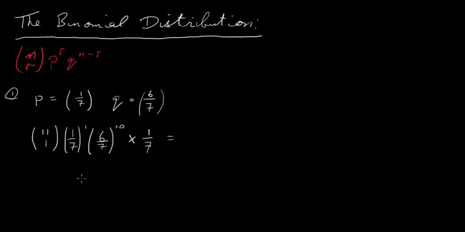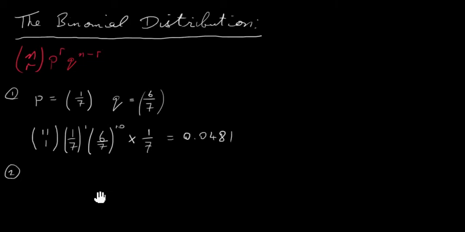So all of this here is the probability that it will take exactly 12 people to get exactly 2 people born on a Sunday. And if you work all of this out, 11 choose 1, 1/7 to the power of 1, 6/7 to the power of 10, multiplied by 1/7, you should get 0.0481. Okay, so that was our first example. Let's look at another one then.